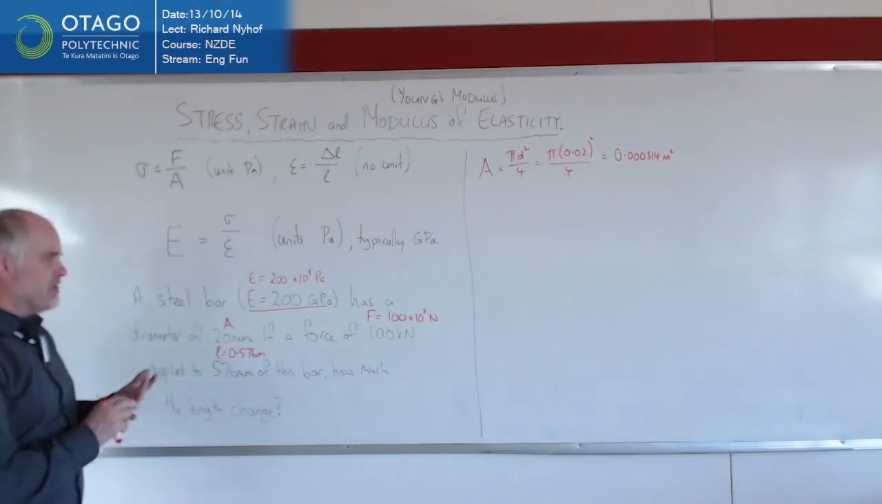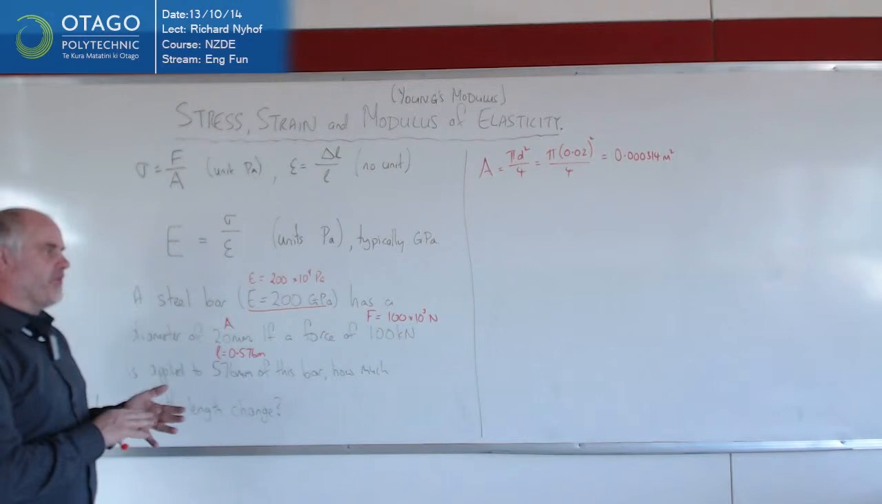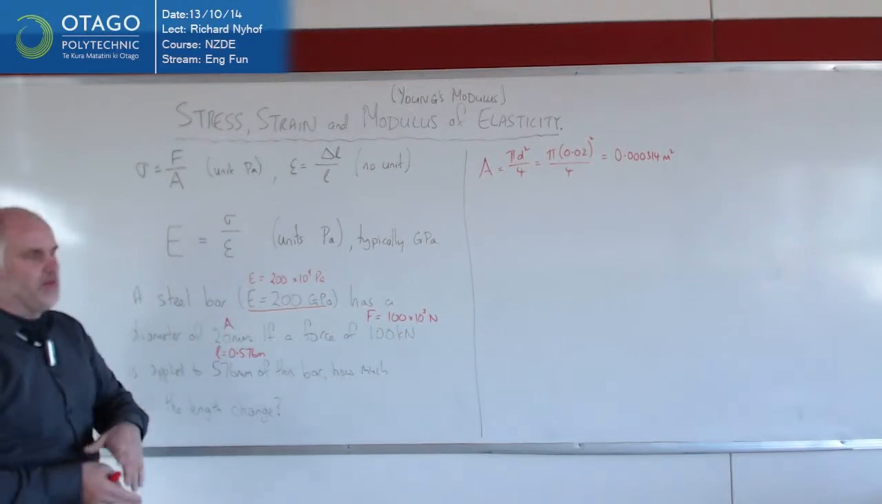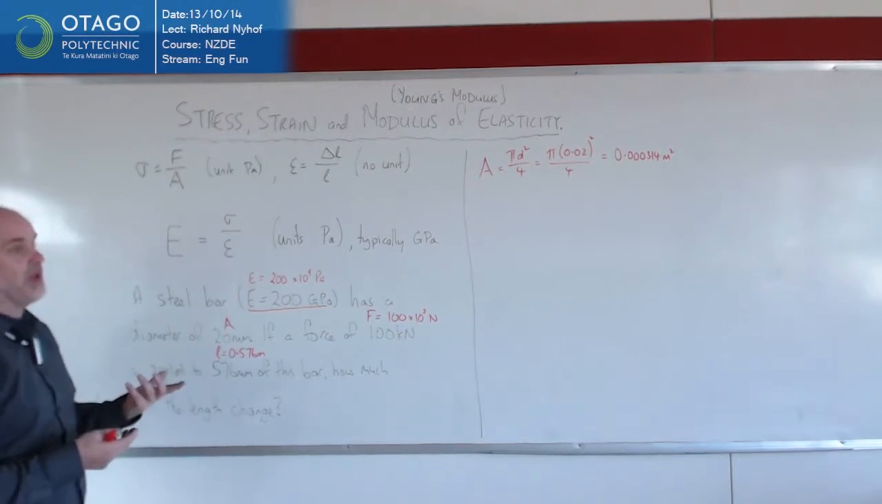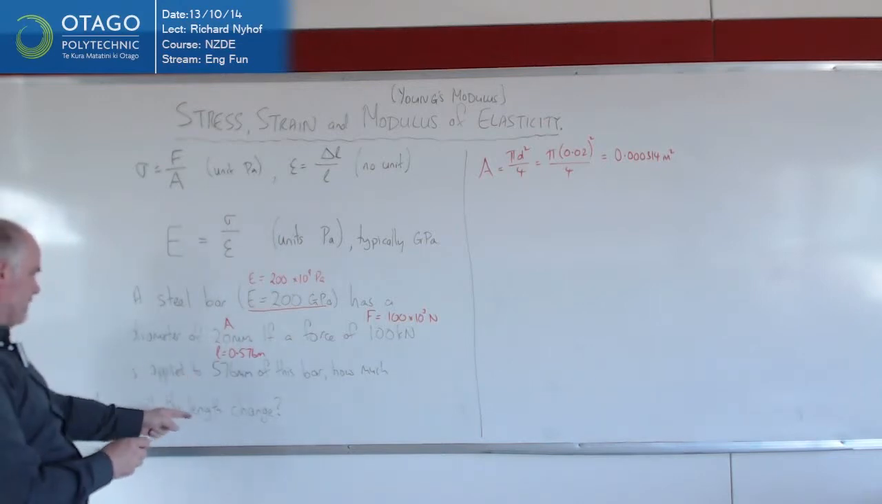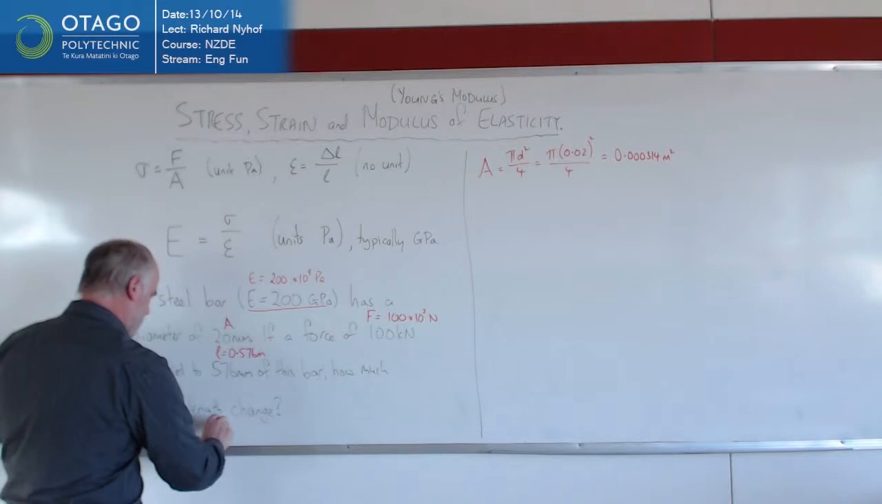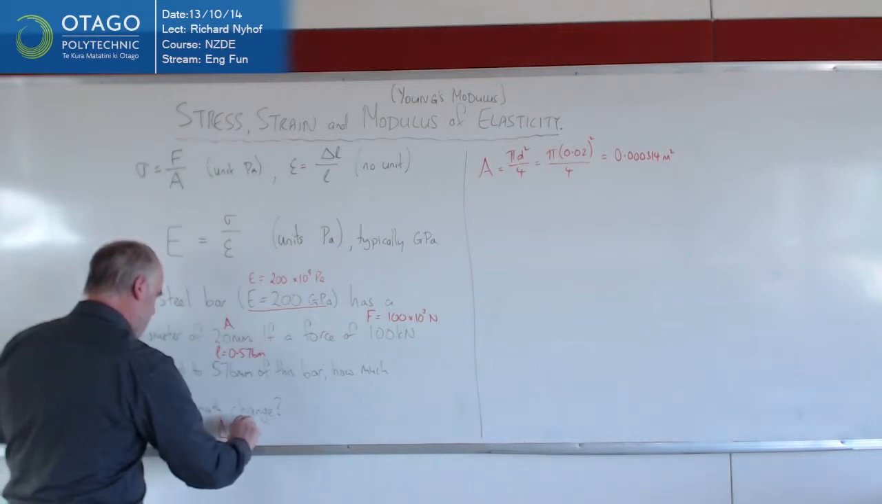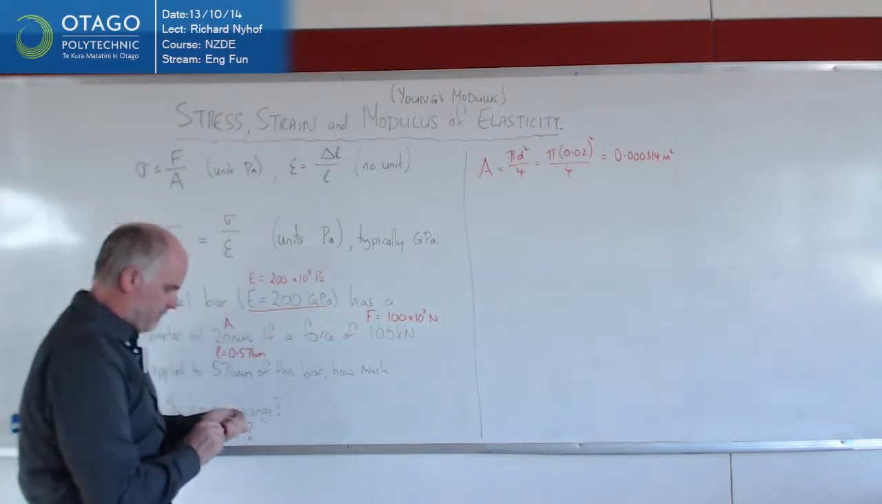When you've done a lot of them and you get good at it, you can play around with things like kilonewtons and square millimeters, which gives you megapascals, gigapascals actually for that one, but you can play. And the question is, how much will the length change? So the change in length is what we're trying to find.